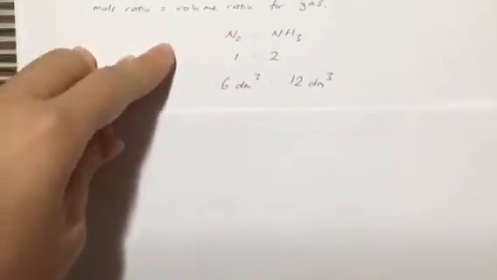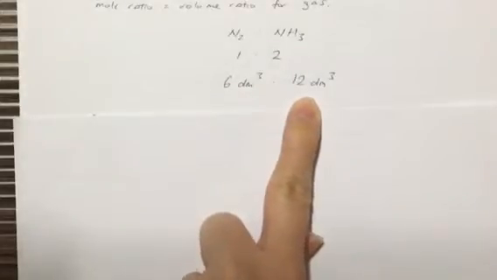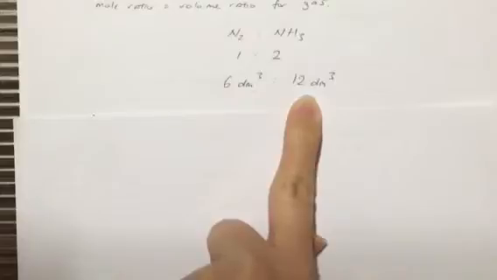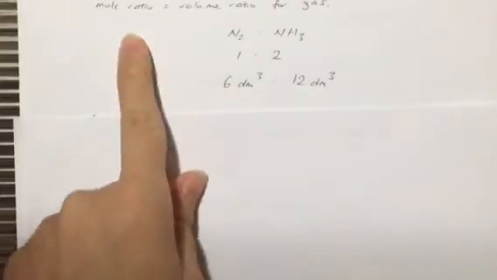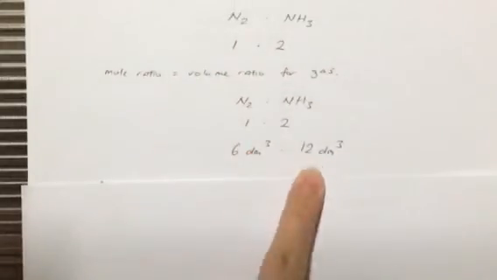Okay, so this is how we find out the volume of ammonia. In this situation, we do not need to calculate the number of moles, because mole ratio immediately equals volume ratio, and we can get the answer, 12 dm cubed.